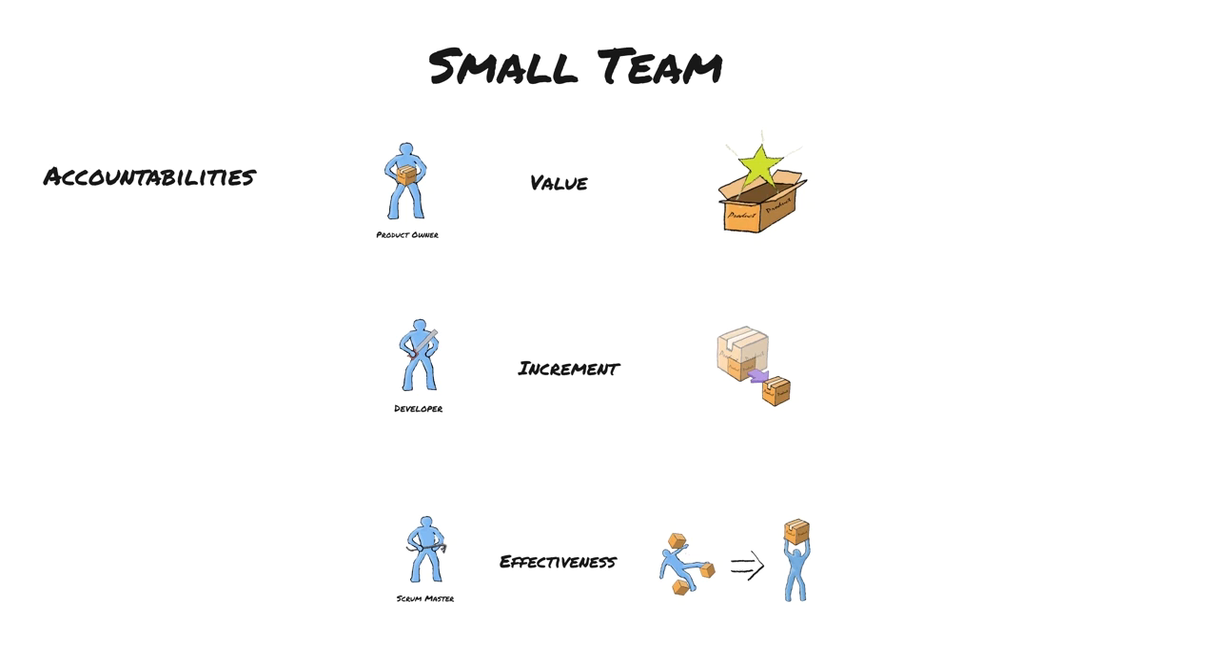The product owner is accountable for understanding and communicating the value of the product, and hence the intended increments. Developers, which are the members of the team who make, test and deliver, are accountable for the creation of the increment. The Scrum Master is accountable for the effectiveness of the team.